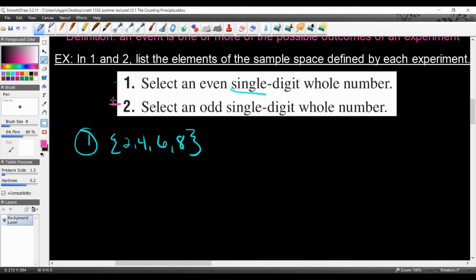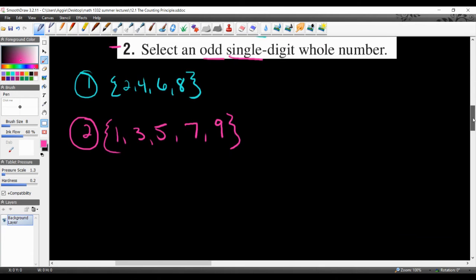For number 2, let's select an odd single digit now. So now we're doing the other ones: 1, 3, 5, 7, and 9. And again, we're not going to go past that, because once you go on to 11, that's already going to be a double digit, and we just want single digits. And that's it. These would be your answers for these two problems. Pretty easy stuff.